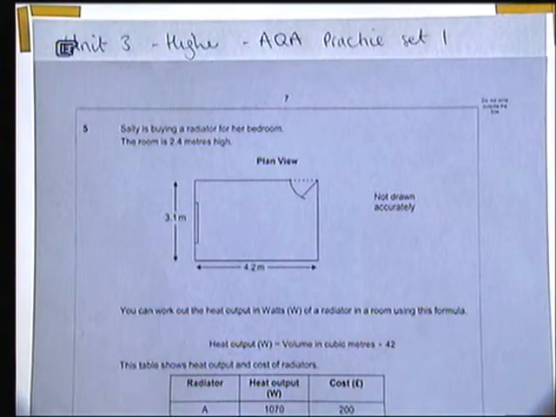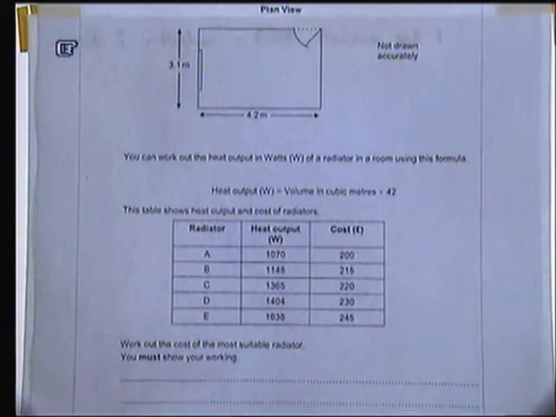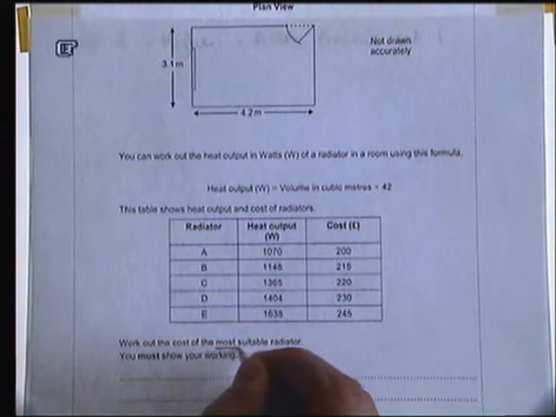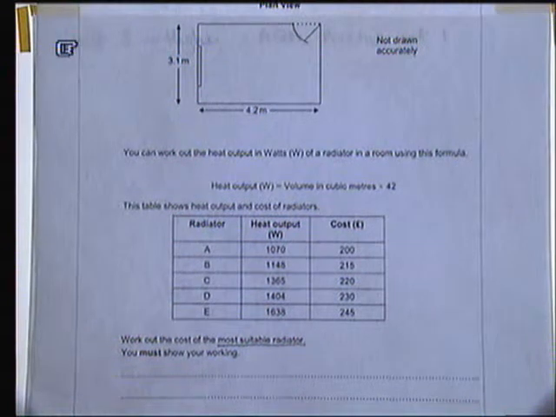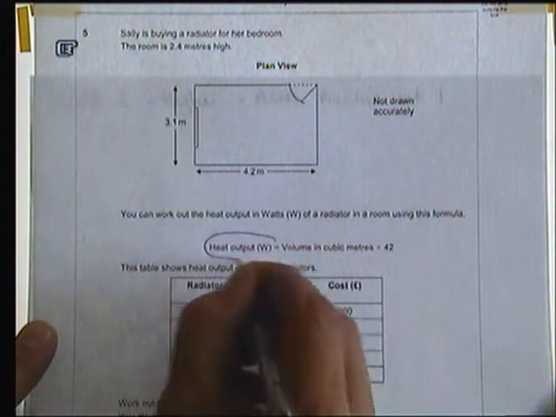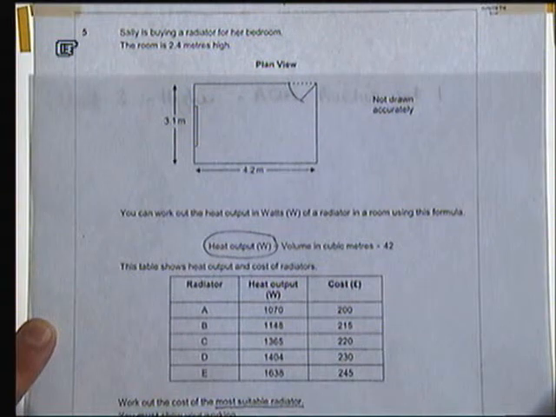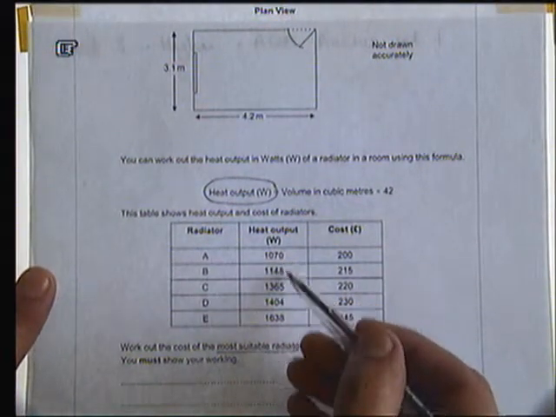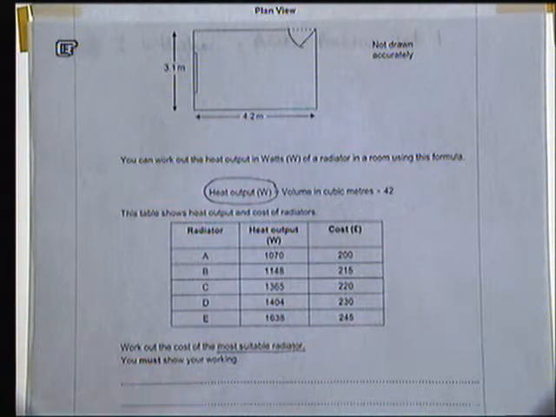The question then goes on to say, work out the cost of the most suitable radiator. And that's going to be the radiator out of A, B, C, D and E, which has the closest heat output to what we want. Okay, so there are going to be two steps. First of all, working out the heat output for this room, Sally's room, and second of all comparing it with these options of radiators and working out which one is closest to the heat output that we require.